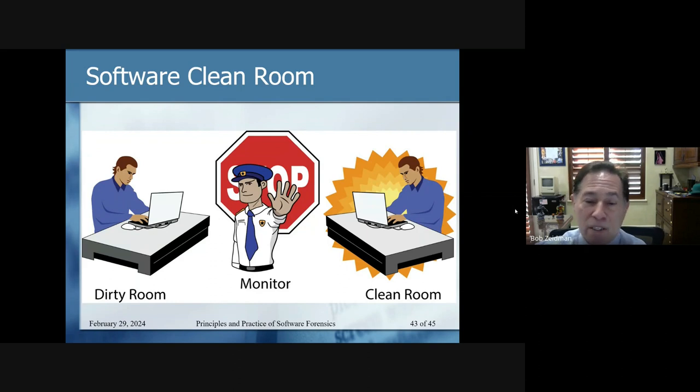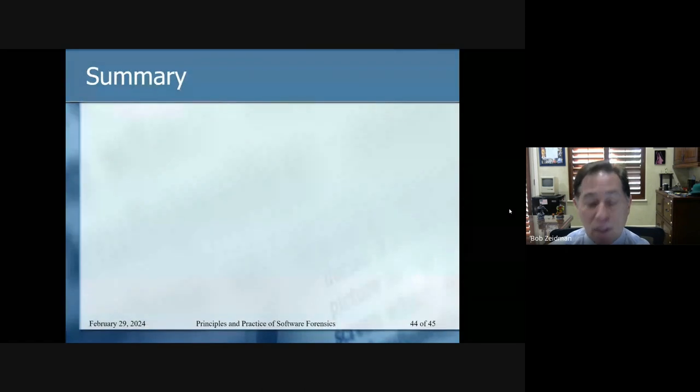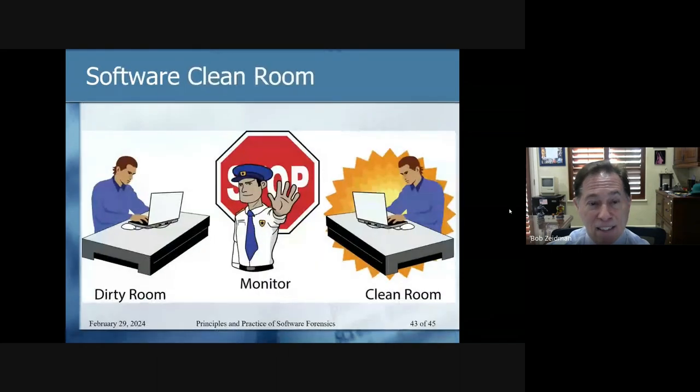But there's also an independent monitor. My company has acted as an independent monitor where we watch the communications between the two and act as a go-between. Any communication from the dirty room first goes to the monitor. The monitor looks at it, and if it spots anything that appears to pass along proprietary intellectual property, it will stop that communication, go back to the dirty room and say, you need to take this information out. For example, if the monitor sees specific lines of code or a specific document that's proprietary, it'll stop the communication from going forward. So nothing gets to the clean room developers that they shouldn't see.